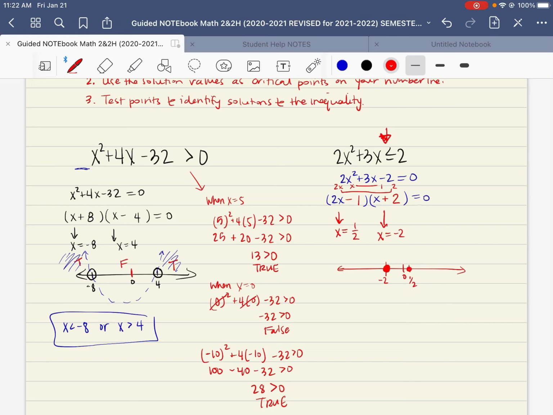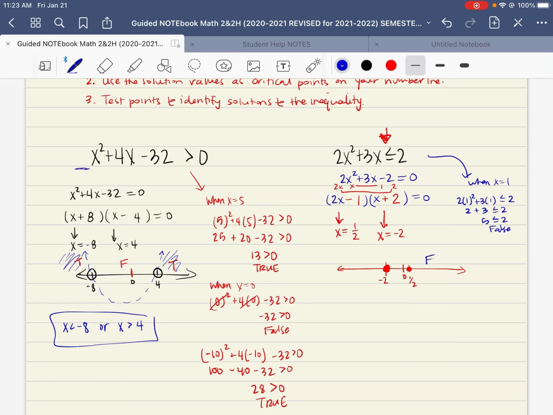Then we choose some values within the sections to test. So if I want to choose a value over here, maybe I choose the value +1. If I plug in +1 to my inequality, so when x is 1, I would have 2 times 1 squared plus 3 times 1, and I need that to be less than or equal to 2 to make it true. So again, I'm going to simplify. 2 times 1 squared is just 2, plus 3 times 1 is 3. So we get 5 is less than or equal to 2. It appears that that would be false. So this section over here looks like it's going to be false.